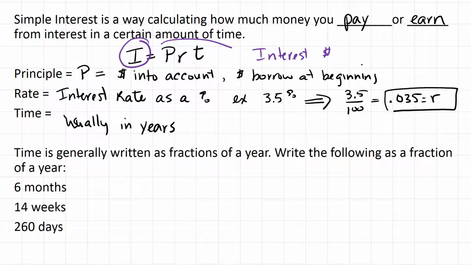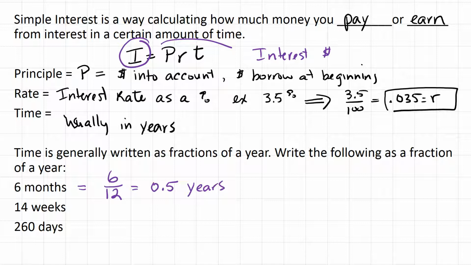So because we're always going to talk about time in years, and the problems aren't always given as years, we have to convert. For example, if you're told that you're only going to borrow some money for 6 months, you have to change that to years. The way you do that is you write it as a fraction. So that's 6 months out of 12 months. So 6 out of 12, which is 0.5 if you do the division, years.